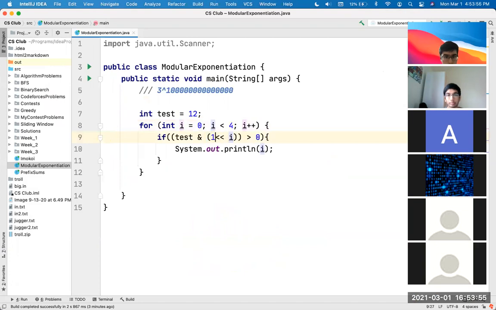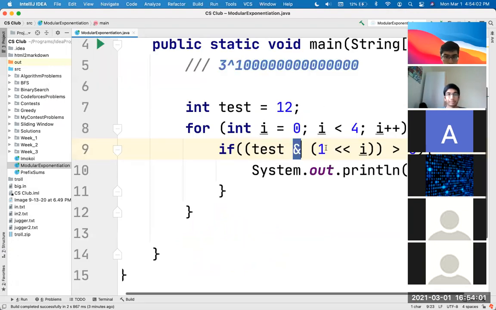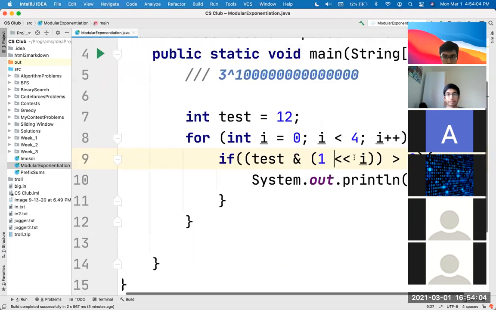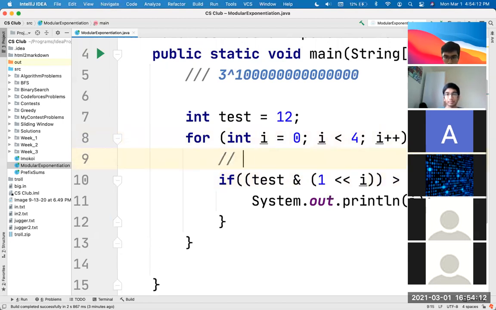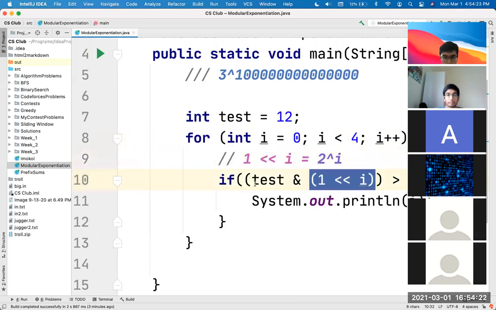I know we haven't covered these in the meeting. I'm not sure if they're covered in CS3 or something, but this is the AND operator. So this is bitwise AND and this is a bitwise left shift. All this basically means is that a left shift by i bits is equal to 2 to the i. That's all this means. This over here is just equal to 2 to the i.